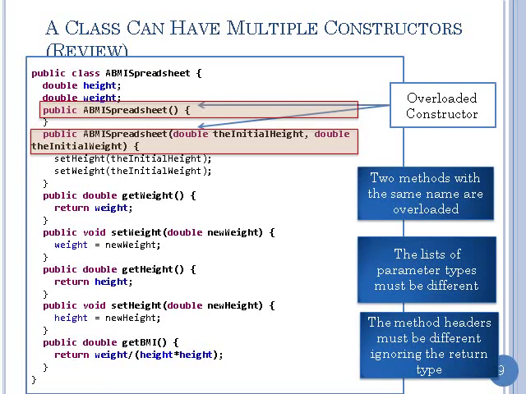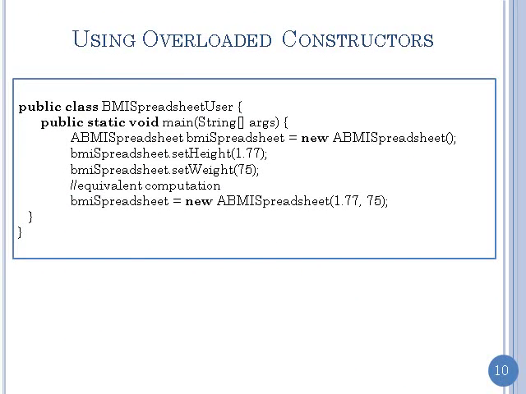So we have an overloaded constructor, and the list of parameter types are different. And the return type is never used in disambiguating. It gets very confusing for Java to use both parameters and return type, so it just uses parameter type. And you see here now both constructors being used.